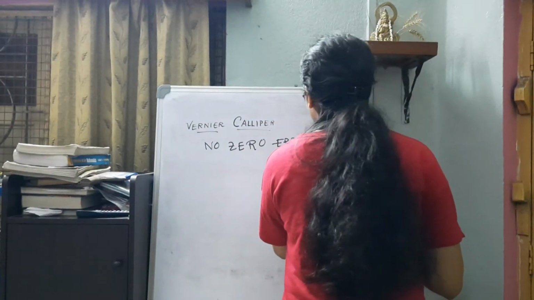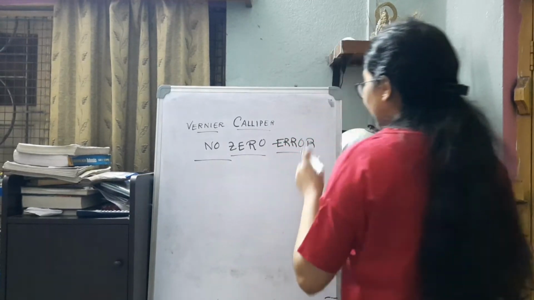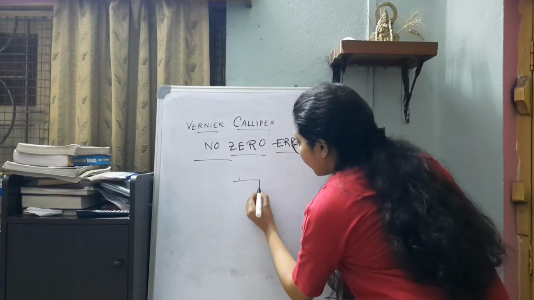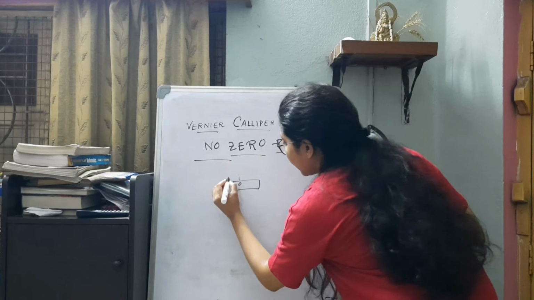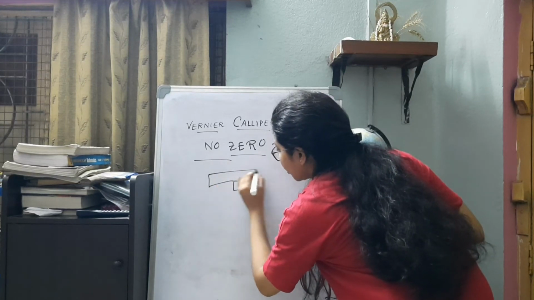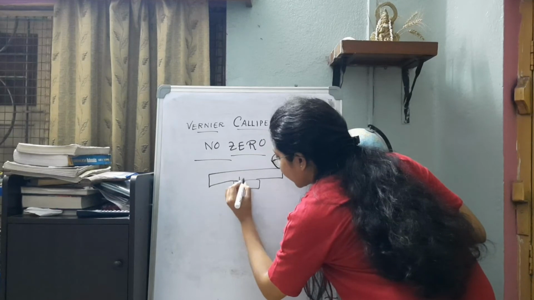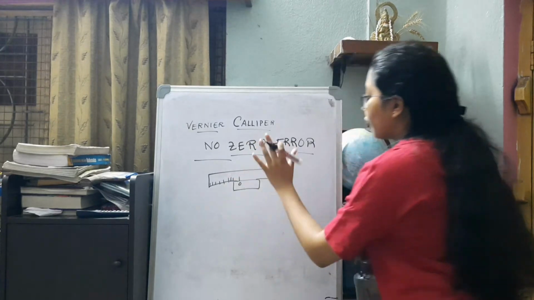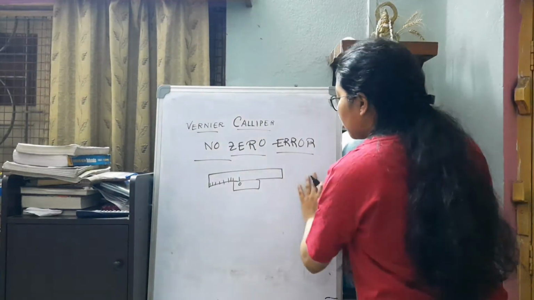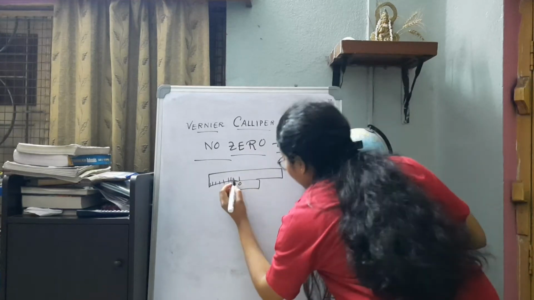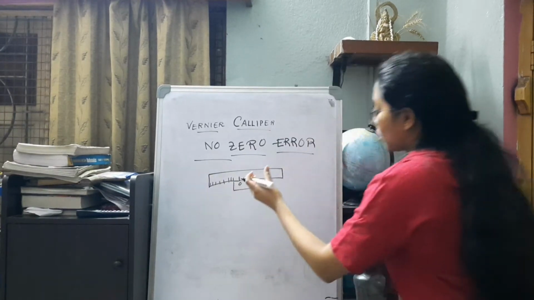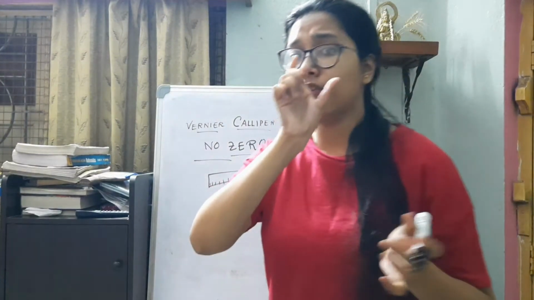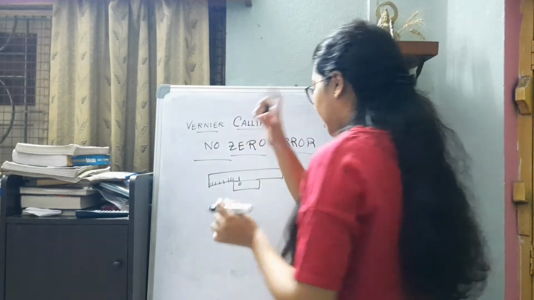So for no zero error, how do we measure the length initially? When we see the zero mark of the vernier scale, the divisions of the main scale just before the zero mark of the vernier scale are taken into account. It is a very rough diagram, just for basic understanding, and this is not how it looks. It is a very rough sketch. So you see the number of divisions of the main scale, or whatever the main scale reading is just before the zero mark of the vernier scale, and it is taken into account.